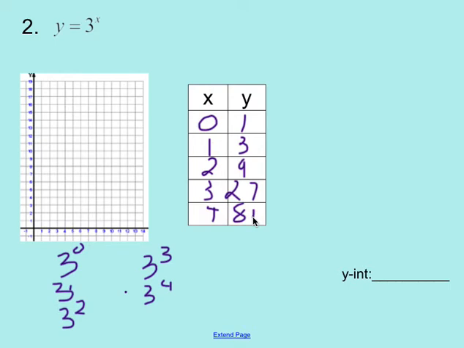So now I can go ahead and plot these points. So I'm going over 0, up 1, over 1, up 3, over 2, up 9, over 3, up 27. So again, 3 isn't quite on our graph. So I'm going to go up, but I'm not going to cross that 3 line on my graph because I don't quite make it.